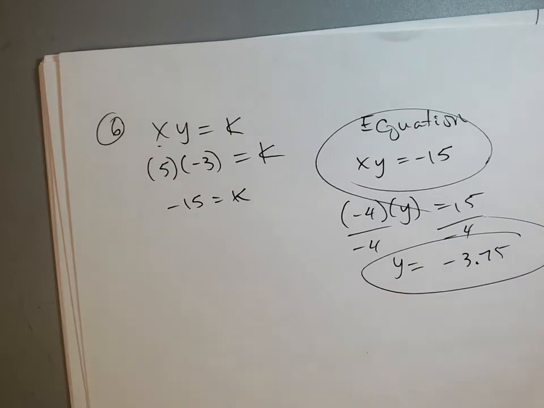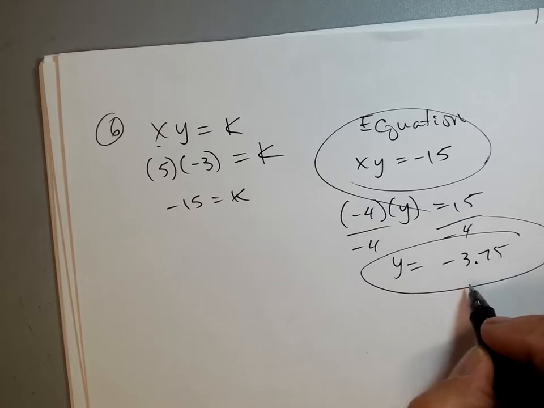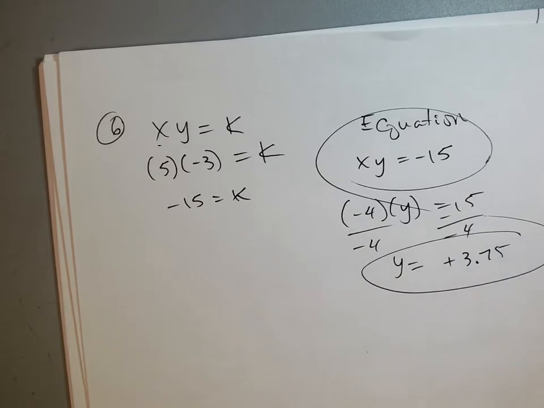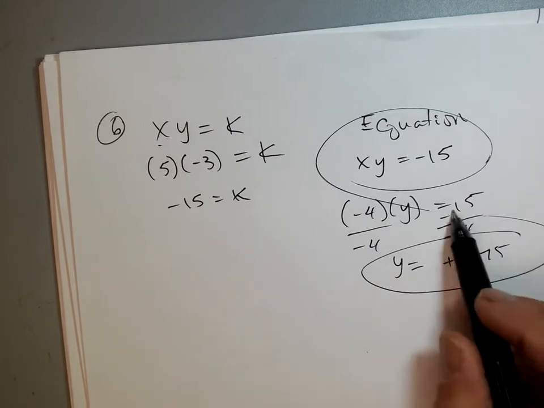Say again, Autumn. Did I make a mistake? I do. It is negative 3.75. You are so right. Thank you. I agree with you. I dropped my negative there. Thanks, Autumn.